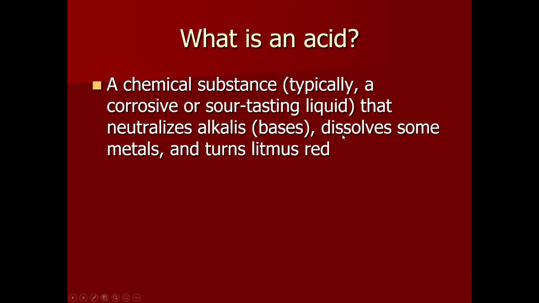All right, so what are other characteristics of an acid? So chemical substances, typically corrosive, meaning they can dissolve things. Acids in particular are very corrosive to metals. They're also corrosive to some kinds of rocks like limestone. They can also be corrosive to your skin.